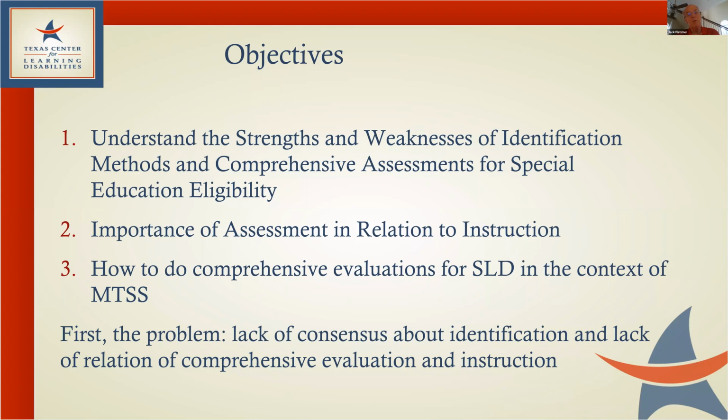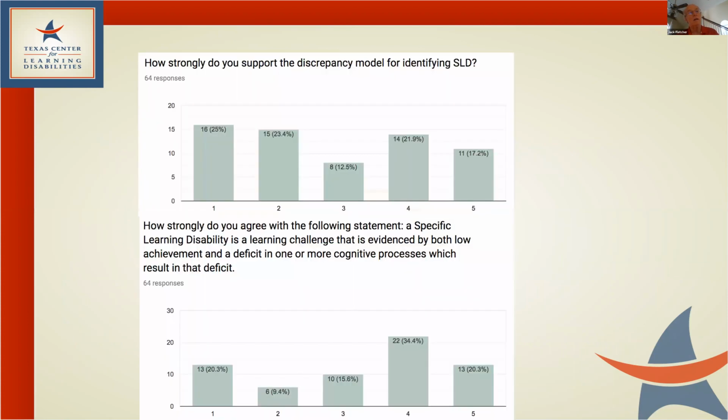But first, the problem is that we have no consensus about identification and the relation of comprehensive evaluation and instruction. And I'm going to show you some survey data that demonstrates this. This is from a survey done by the National Center for Learning Disabilities of 64 school systems. They're not necessarily just districts. And so they asked these districts, the special education, I'm not quite sure who they asked, but at any rate, how strongly do you support the discrepancy model for identifying specific learning disabilities?